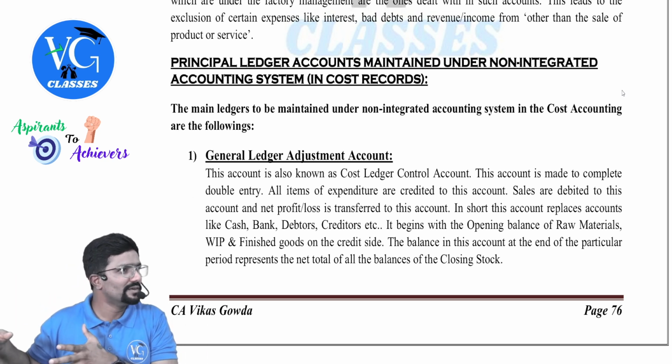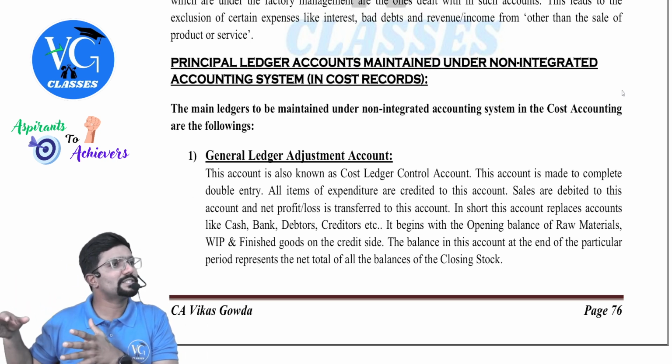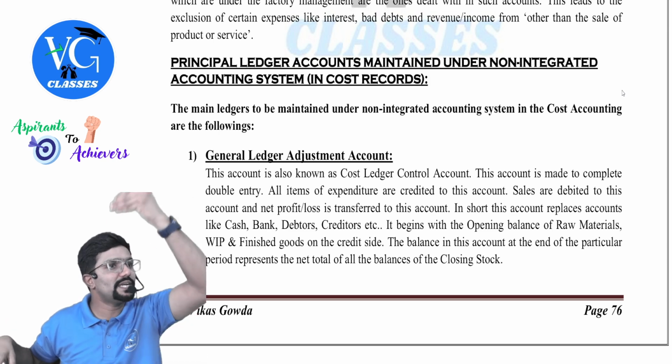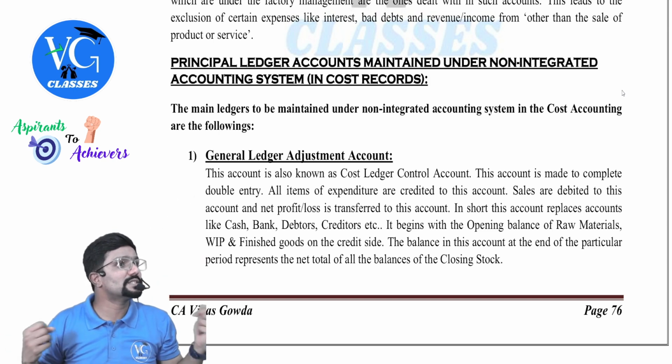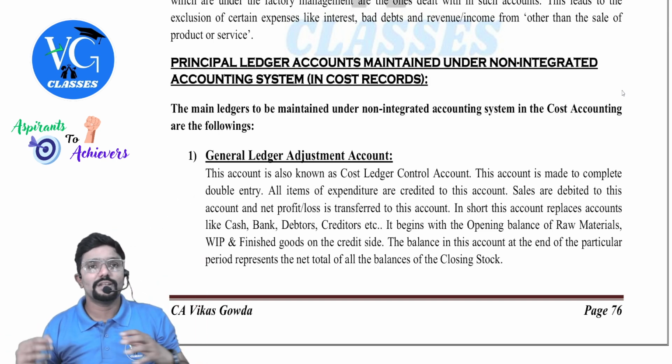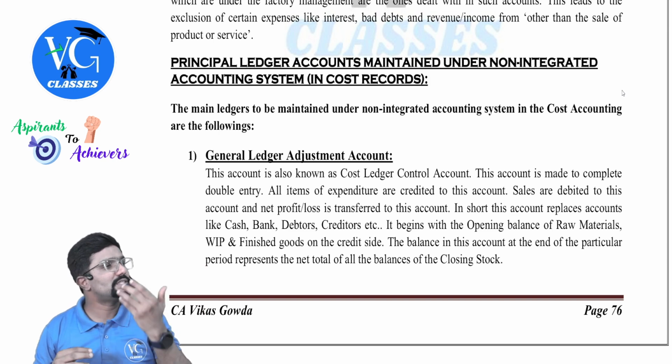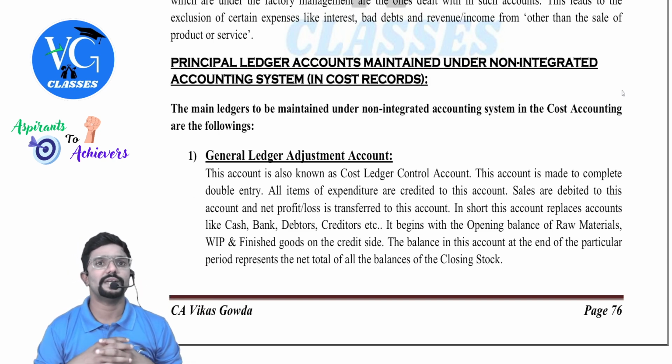What is the entry for it? Sir, credit side is more. That means, how do we close costing P&L account? Credit side is more. General ledger to costing P&L. Sir, debit side is more. Loss. How do I close? Credit. So, general ledger to costing P&L.